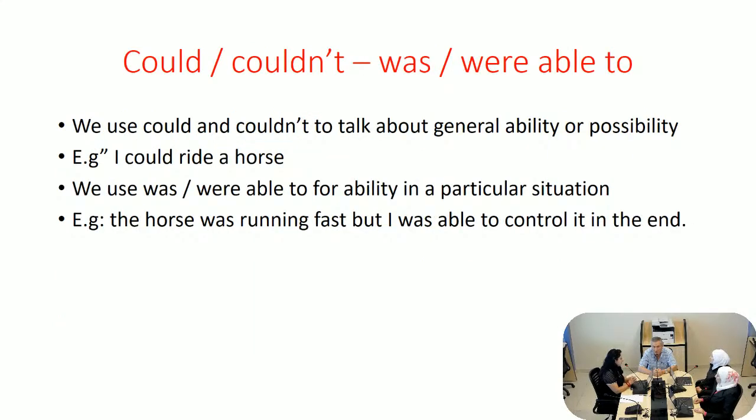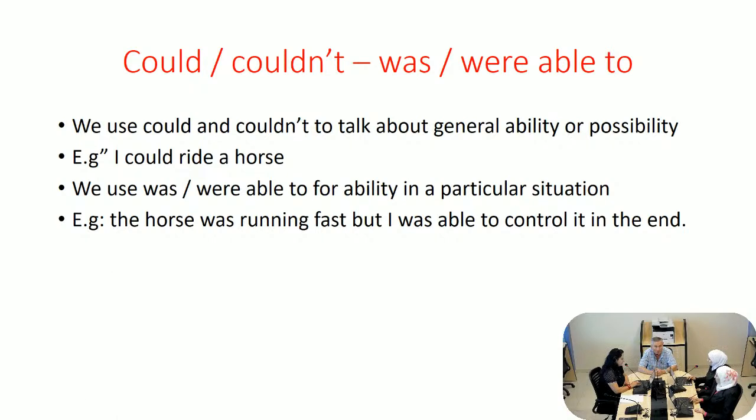Next slide, Ms. Ghina. Ms. Maha? Yes. Couldn't, was, were able to. We use could and couldn't to talk about general ability or possibility. We have example, I could ride a horse. And we use was or were able to for ability in a particular situation. Example, the horse was running fast, but I was able to control it in the end. So in one specific occasion, not as general ability.